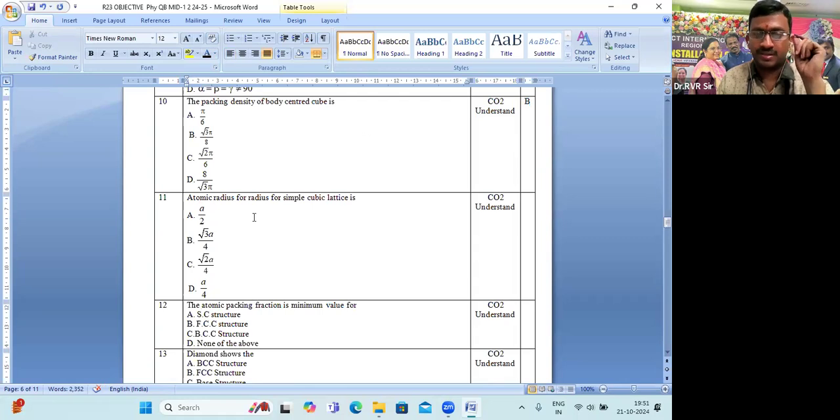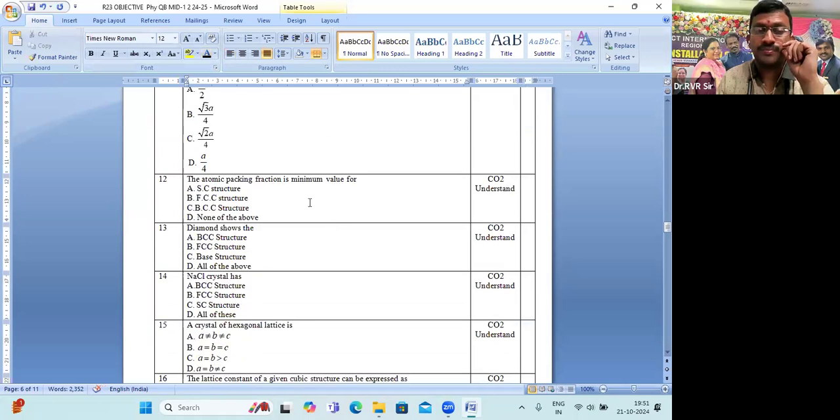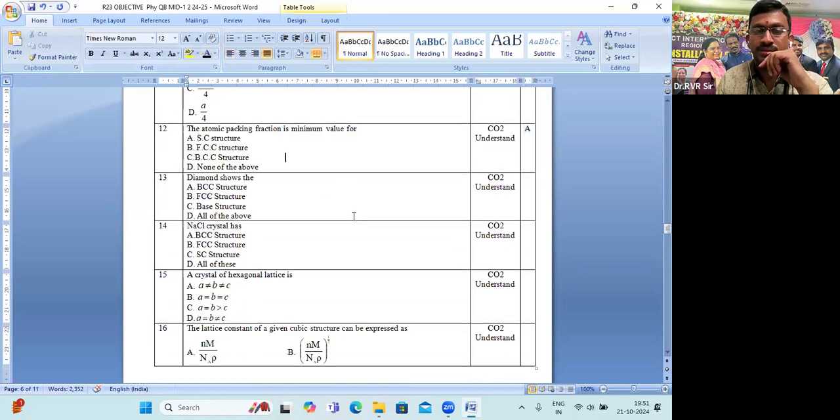Atomic radius for a simple cubic lattice is, look at the answer. Option A is the right answer. The atomic packing fraction is minimum value for, so atomic packing fraction is minimum for the simple cubic crystal. Option A is the right answer. Diamond shows the FCC. Just look at the answer. Option B is the right answer.